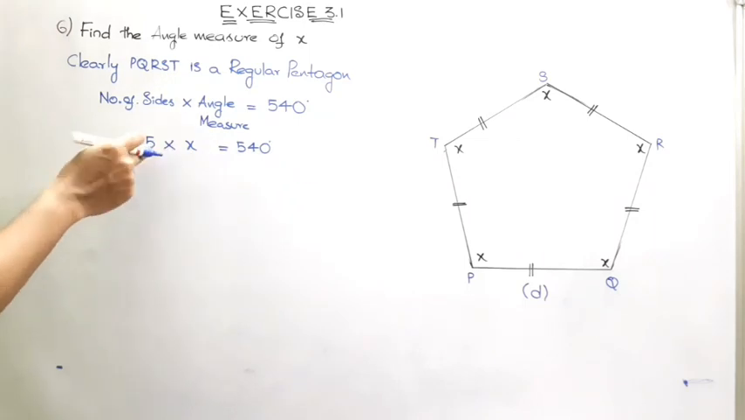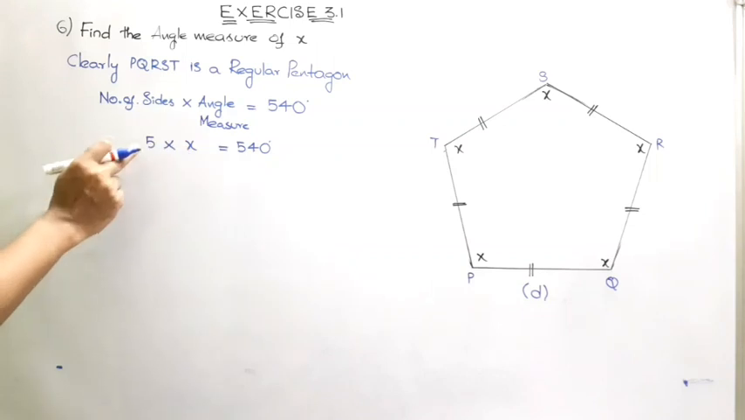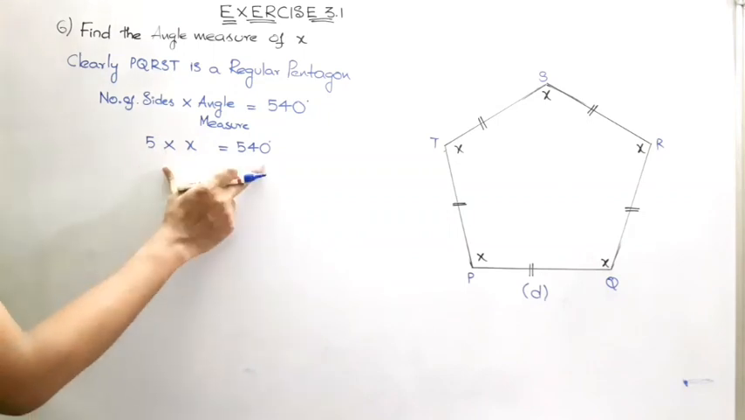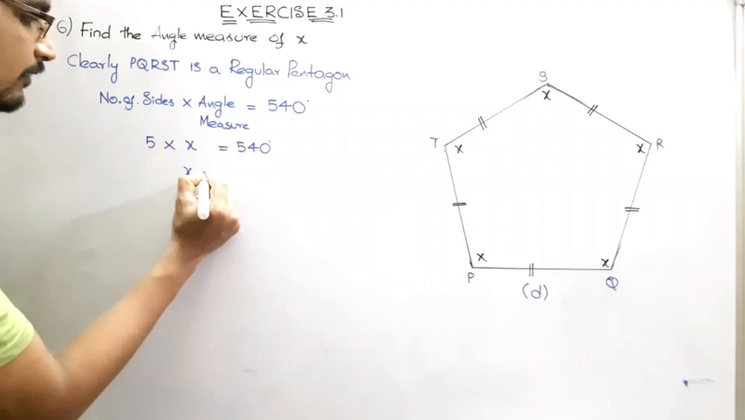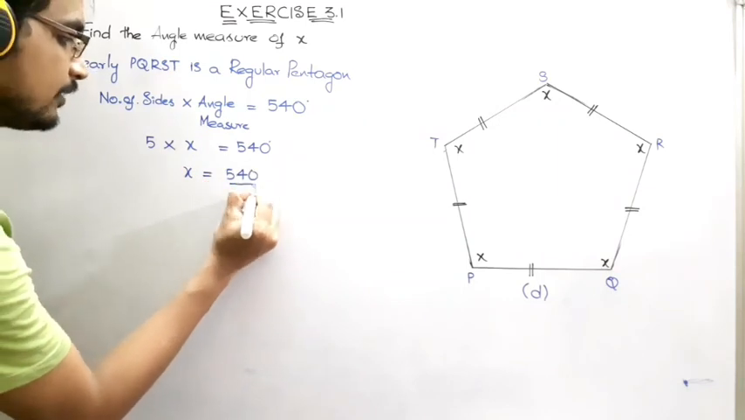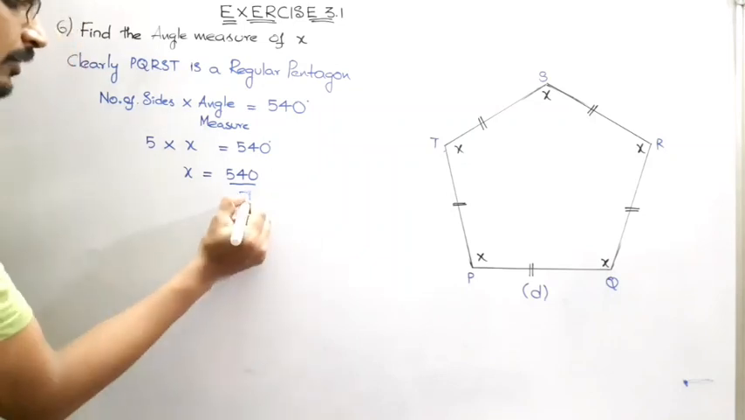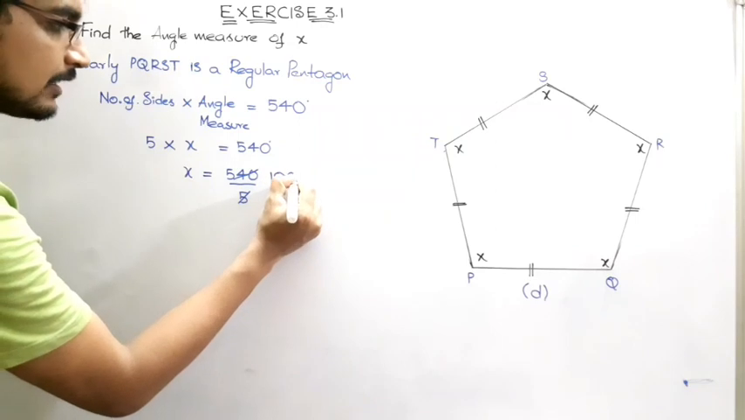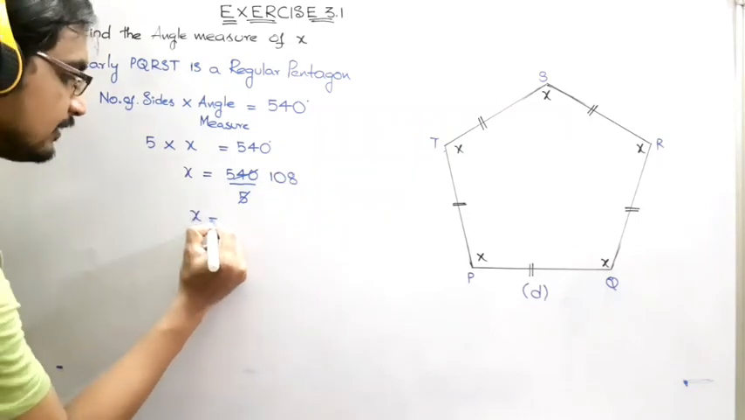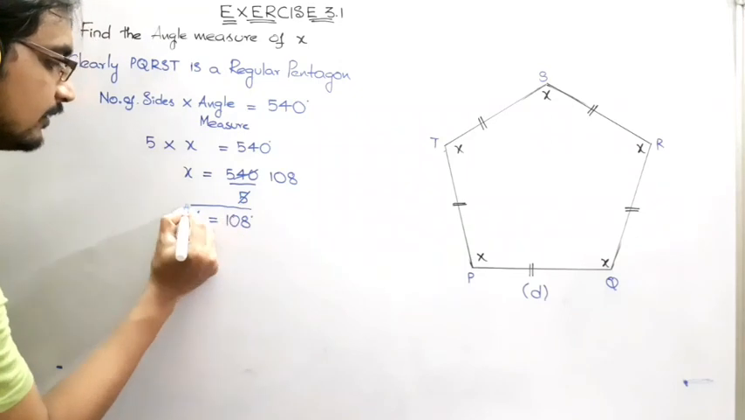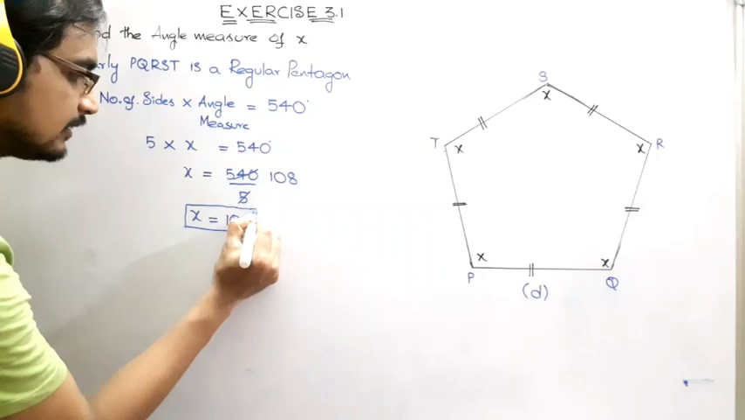If it is a hexagon, 6 into x. If it is a heptagon, 7 into x. If it is an octagon, 8 into x. Simple. So 5 into x is equal to 540 degrees. We want only the value of x. Thus x will be equal to 540 divided by 5. Upon cancellation, 5 ones are 5, 5 zeros, 5 eights. So the value of x is equal to 108 degrees.